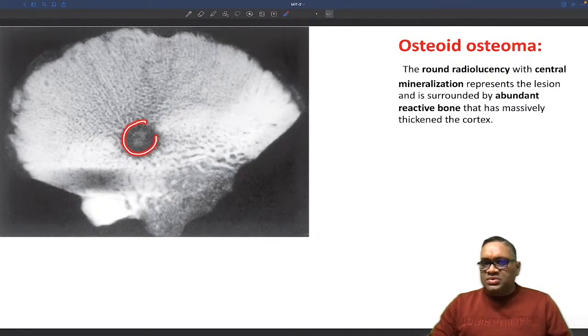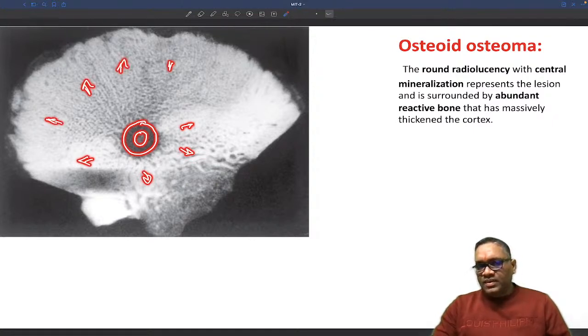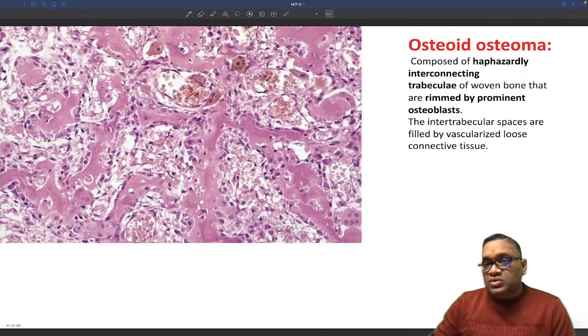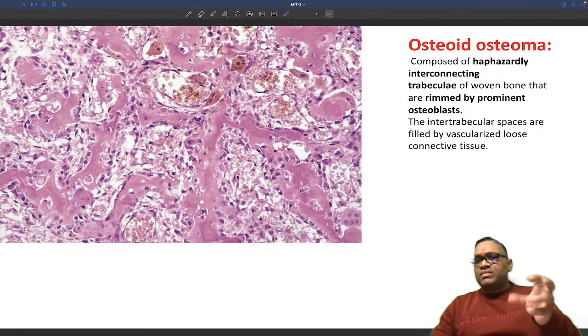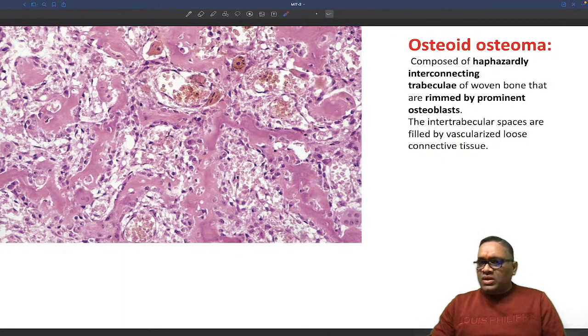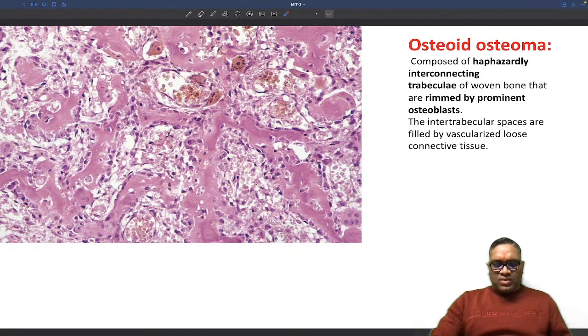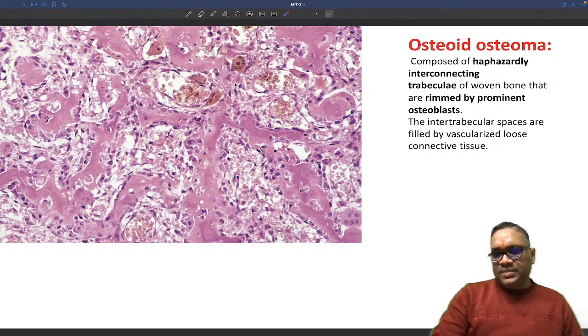Now you can see this is the osteoid osteoma. This is the round radiolucency, right? And central mineralization is present, and then abundant reactive bone is formed. That is the osteoid osteoma. In microscopic examination, you can see again a wavy bone, with irregular trabeculae of bone formed, but they will have osteoblastic rimming and cystic spaces containing these brown-colored cystic macrophages. Cystic macrophages are present in the microscopic examination, right? So that is how you have to identify this osteoid osteoma in your exam, right?